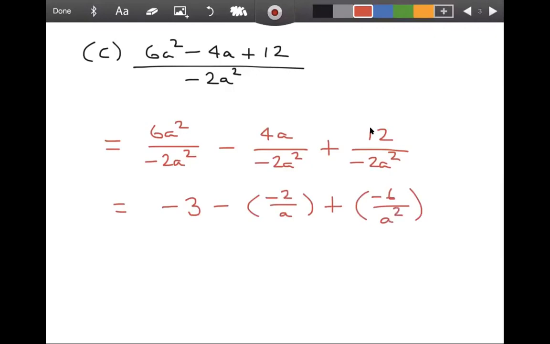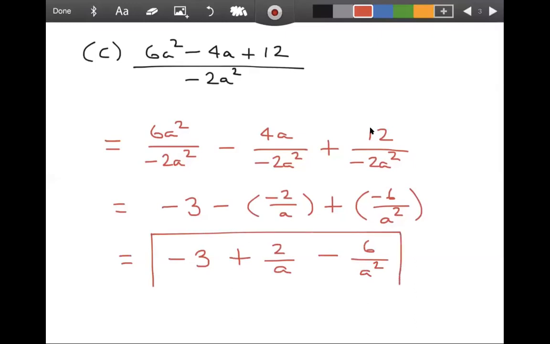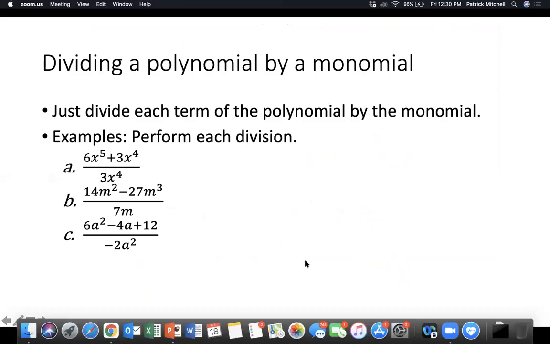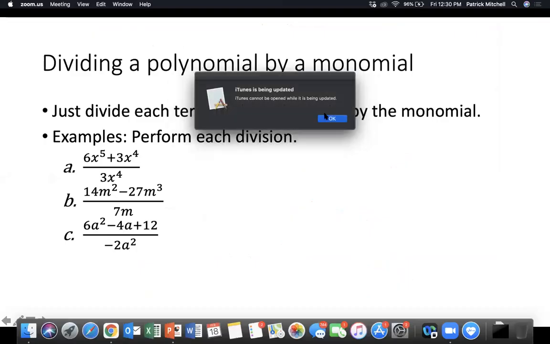All right, so the only other thing I would do with this would be to rewrite it so I don't have the parentheses. So instead of subtracting a negative, we'll just add 2a. And then here we'll make this one minus 6 over a squared. All right, and that is the idea behind dividing by a monomial. So now let's look at dividing a polynomial by a polynomial.